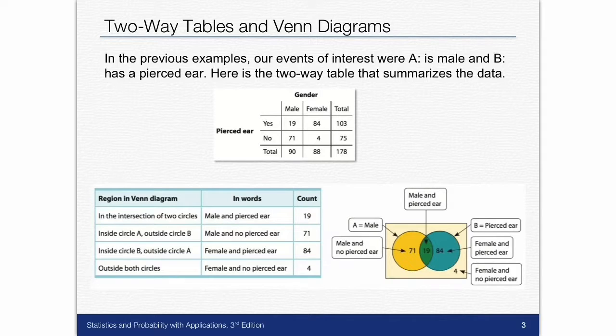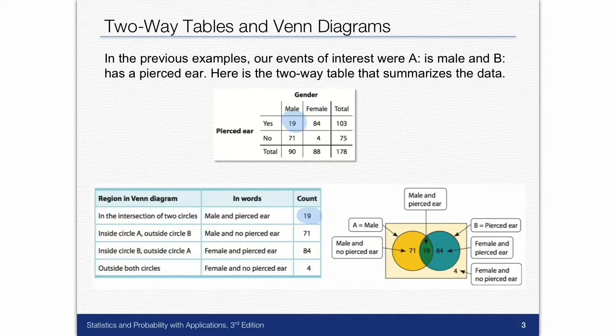So here's how we break this down. The intersection of the two circles is the male and the pierced ears. And honestly, when you fill out a Venn diagram, you always start with the overlap. So this 19 right here, we start there. We put that in the intersection. Then inside circle A, but outside circle B, what's left in circle A is those that are male but not pierced ears, which is 71. So if you didn't know the 71, you would take the total of all the males, which is 90, and subtract 19, and you would get 71.